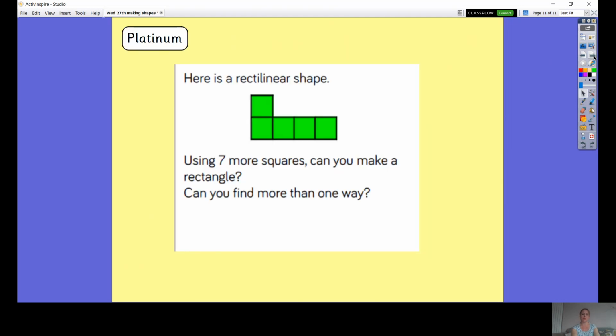Okay, so moving on. So here is a rectilinear shape. Using 7 more squares, can you make a rectangle? Okay, so you need to use 7 more squares, and you need to add them to this shape to make a rectangle. Okay, can you find more than one way? So that's another interesting task. And then when you've done that, that's your maths lesson over for today.